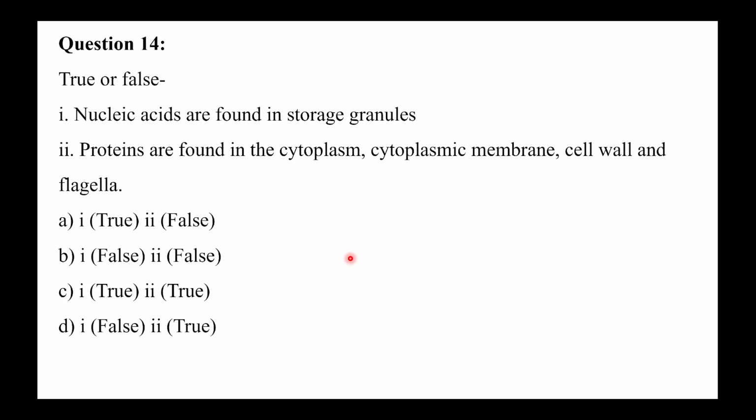True or false? We have 2 statements. You have to tell both the statements if they are true or false. First statement is nucleic acids are found in storage granules. Second statement is proteins are found in cytoplasm, cytoplasmic membrane, cell wall and flagella. So you have to tell if both the statements are true, both are false, first is true and second is false, or first is false and second is true. Write your answers in the chat box.